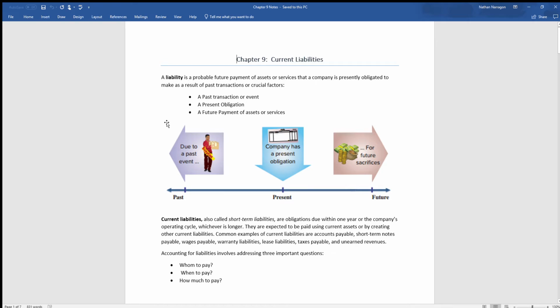Now, a liability in itself could be something in the future, payments, assets or services that a company is presently obligated to make. Okay, so it can be something due to a past event, it can be something current, or for a future sacrifice. These are normally loans going on both ways.